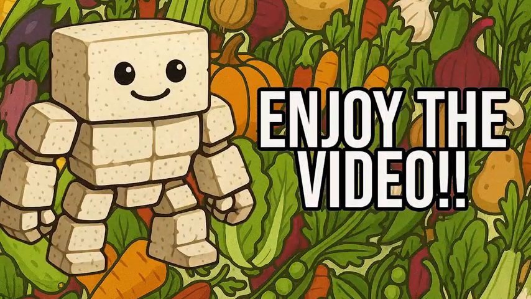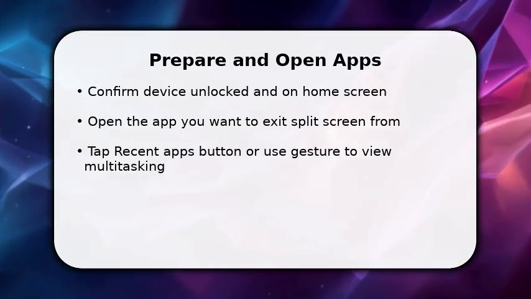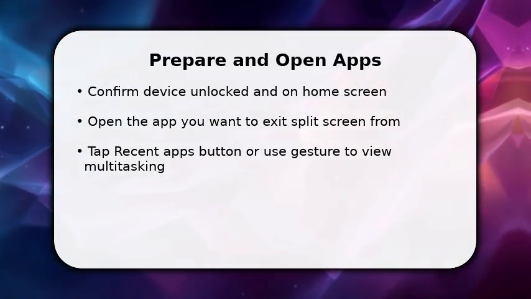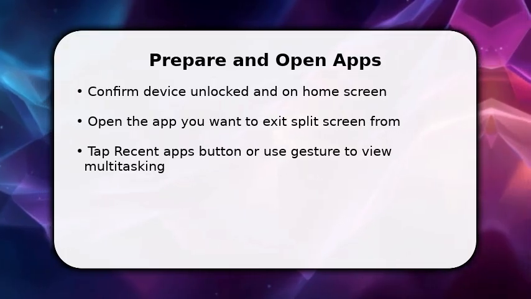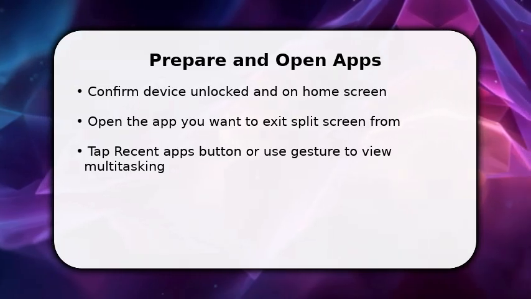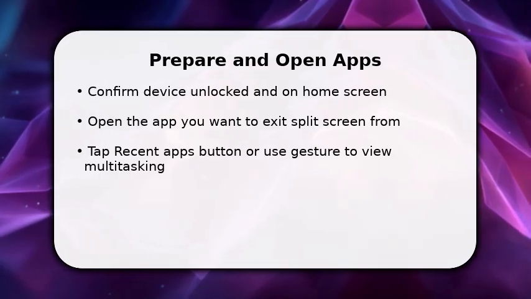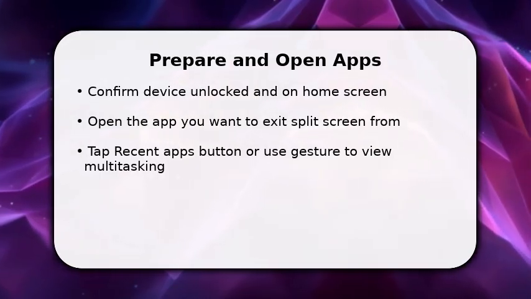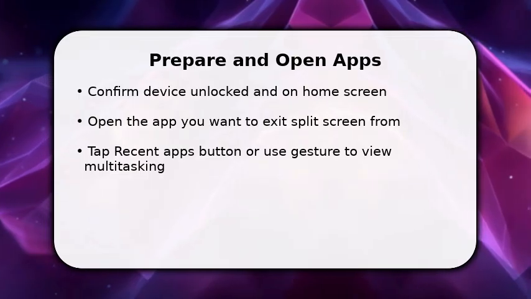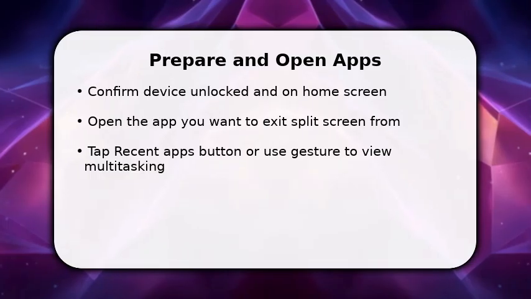Please enjoy the video. You start by making sure your Redmi is unlocked and you're at the app interface you want to change. Once done, open recent apps, either press the square button or swipe up and hold, depending on your navigation mode. You do this because split screen is managed from the multitasking view. It won't be accessible from within a single app's full screen mode. Make sure you can see both split screen windows before moving to the next step.